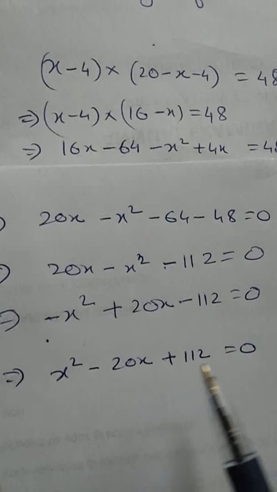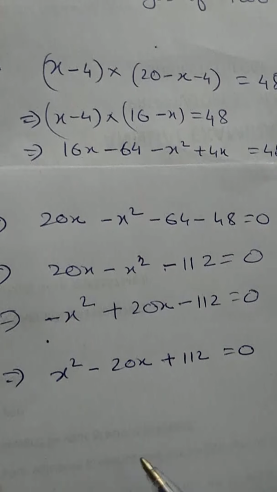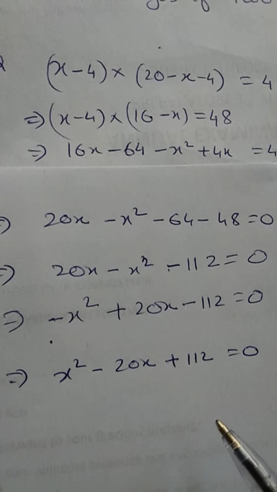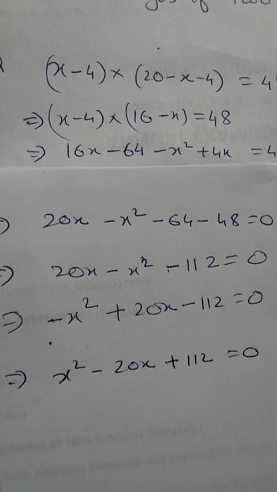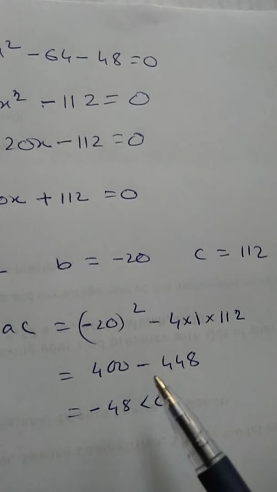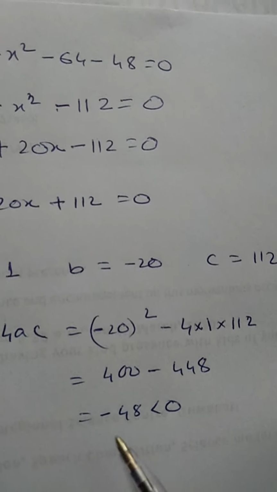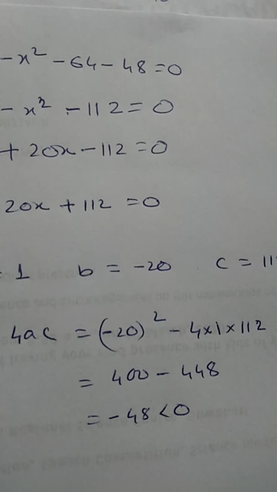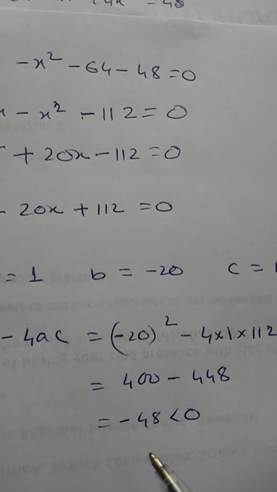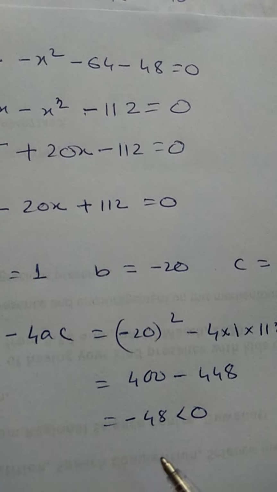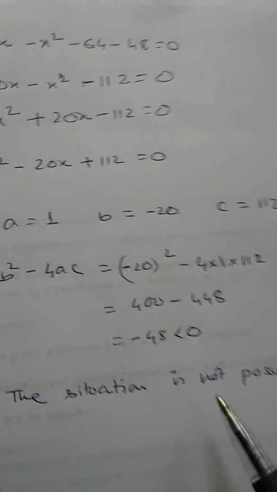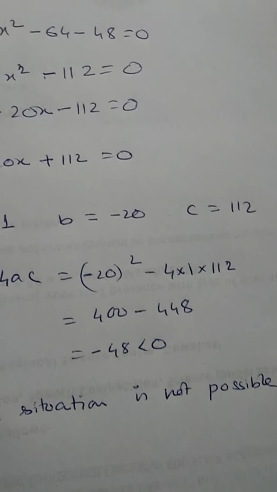Finally we can get this quadratic equation. Now after that we have to find the value of discriminant to see whether the condition is possible or not. So you can see it is minus 48, which is less than 0. Therefore the given condition is not possible, because if discriminant is negative, then we cannot have real roots. So we'll have to write the conclusion. Therefore the situation is not possible.